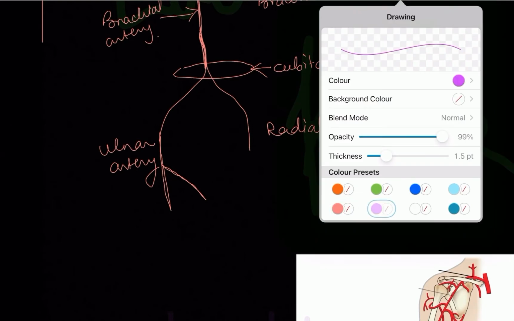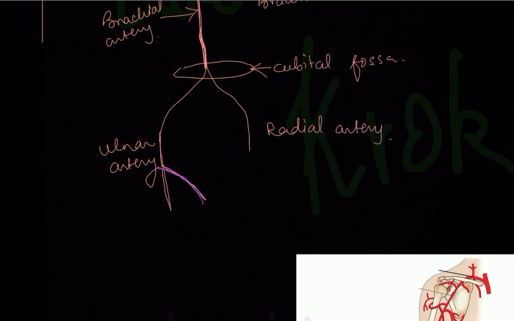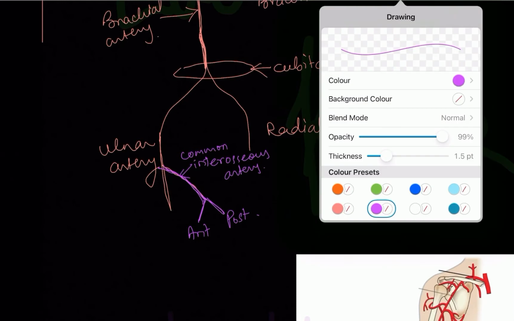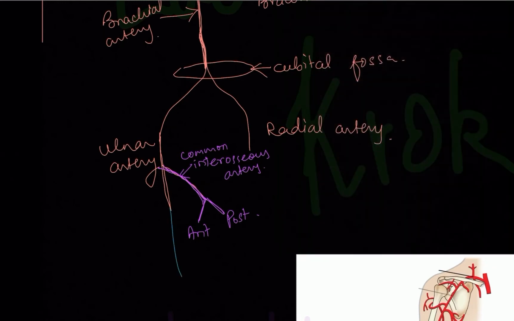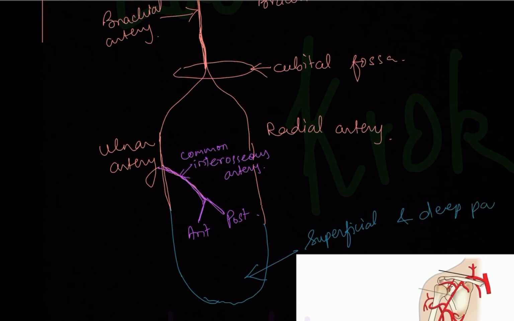And now I'll use a different color. The ulnar artery gives the common interosseous artery. Now this common interosseous artery has two branches: this is the anterior interosseous artery and this is the posterior interosseous artery. You have to know this. And remember, the ulnar artery and radial artery together form arcs. They will anastomose at your palm, and this anastomosis is called the superficial and deep palmar arcs.